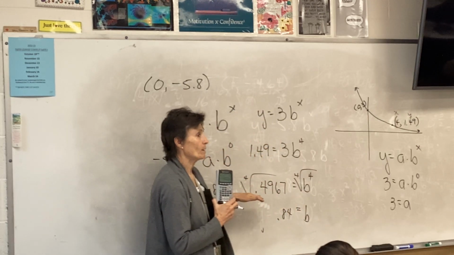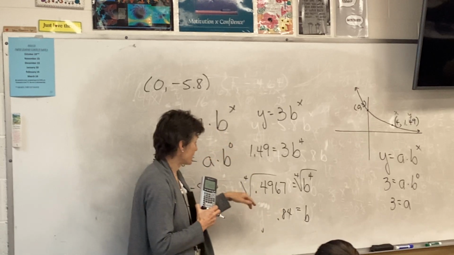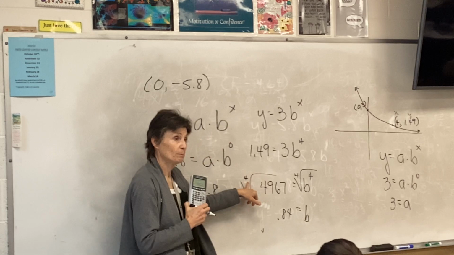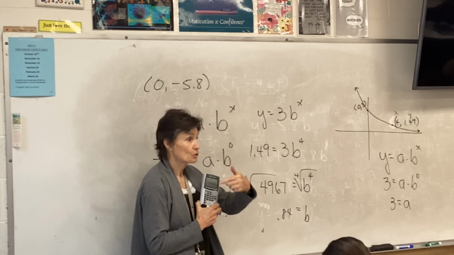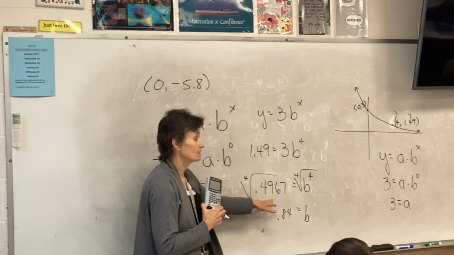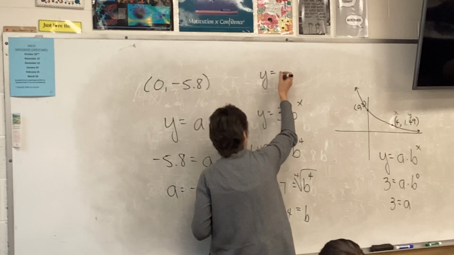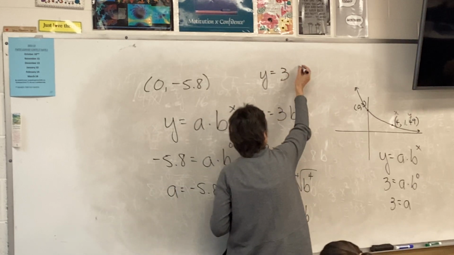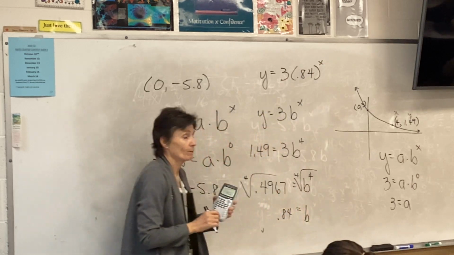So you can take whatever root you want on your calculator by pressing the root number first. You have to put that number in first. Then go to math, choose the X root, and then type in your number. So what is the answer to this problem? Y equals 3 times 0.84 to the X power.